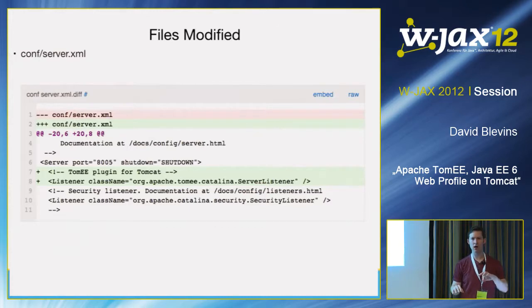In fact, you can take an existing Tomcat, just copy those libraries into the lib directory, add that server.xml, and things should work. When I say existing, though, it's got to be version 7 of Tomcat.